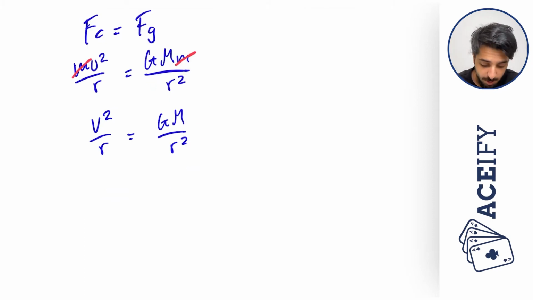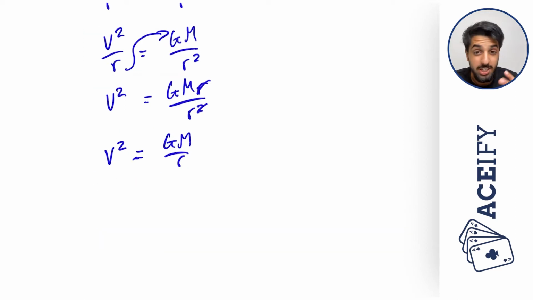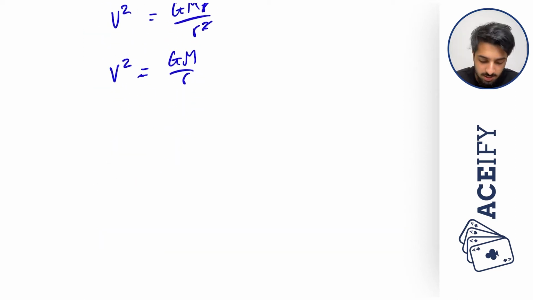Now, if we rearrange by moving this r up here, we get v squared is equal to G big mass r over r squared. Now this r will cancel out with this power, and we get v squared is equal to GM all over r. And because we just want v by itself without that square, we can square root both sides, and we get v is equal to square root GM all over r.